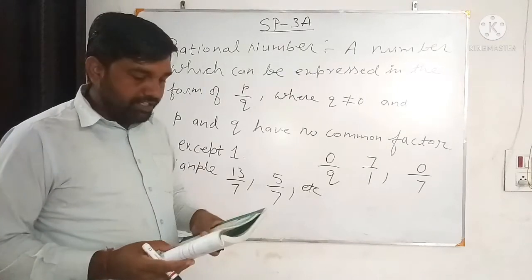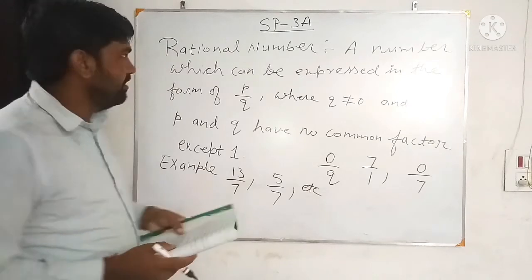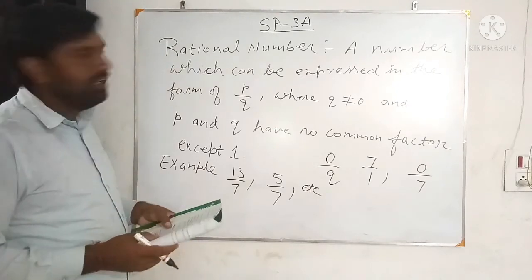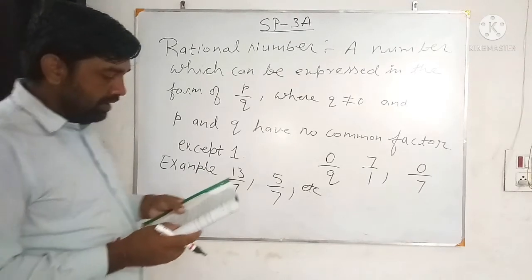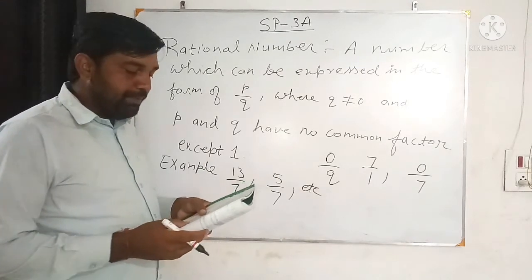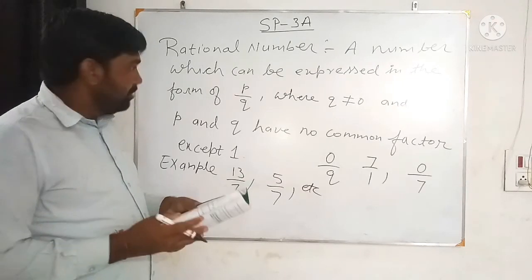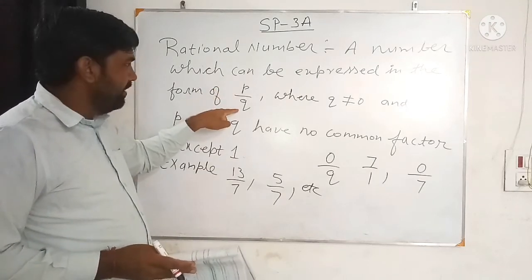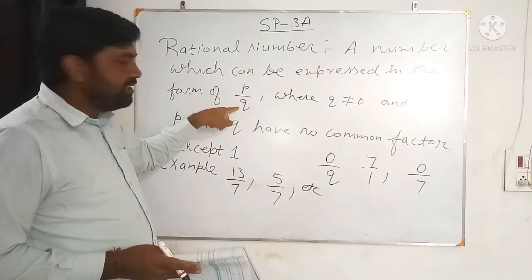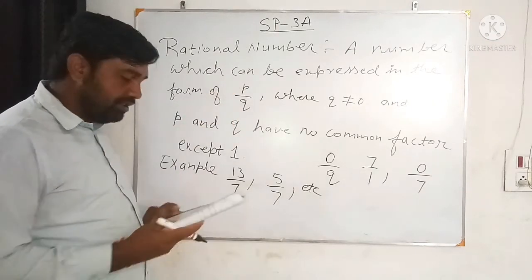Every integer is a rational number. Every fraction is a rational number. But a rational number may not be a fraction. There are many rational numbers which cannot be a fraction. Note, if p by q is a fraction, then p is a whole number and q is a natural number, because natural numbers start from 1 and whole numbers start from 0. So p can be 0 but q cannot be 0.